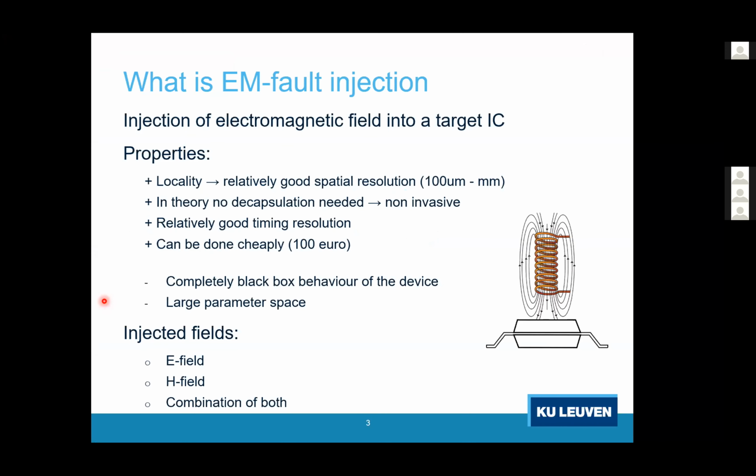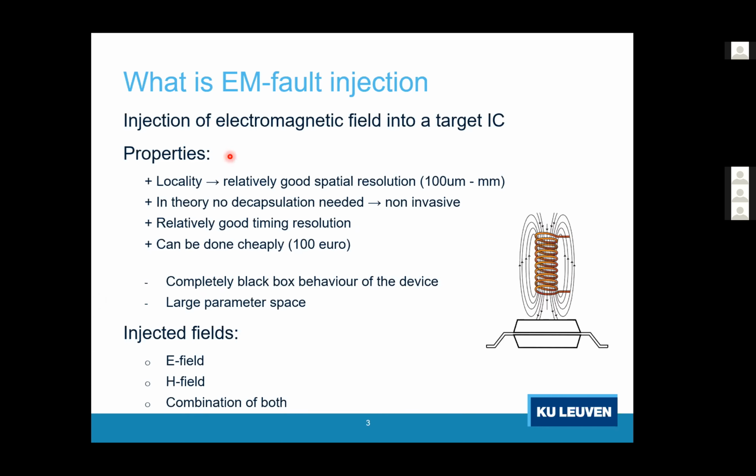So with EM fault injection, what we try to do is fault a device, a microcontroller for instance, by exposing it to an electric or a magnetic field or a combination of both. And there's different ways of doing it. You can inject a pulsed magnetic field or a continuous magnetic field or EM field. But for this talk, we'll focus on the pulsed variant. So we'll only consider short pulse H fields in this talk.